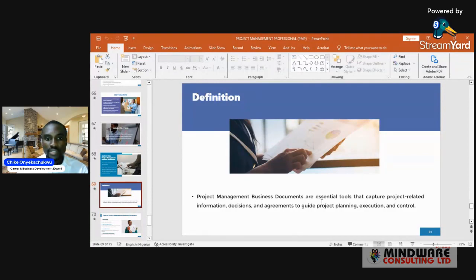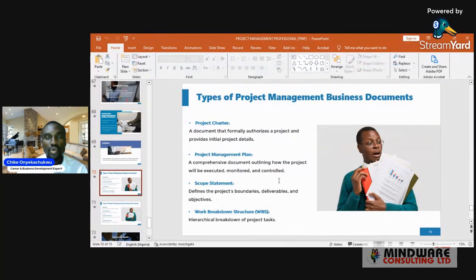So project management business documents are essential tools that capture project-related information, decisions, and execution. So there are those tools that we use to capture information, all right? Tools that help us to make decisions, all right? And then also to guide us in planning our project, executing our project, and also controlling the outcomes of the project, okay? So what are the types of project management business documents that we have?